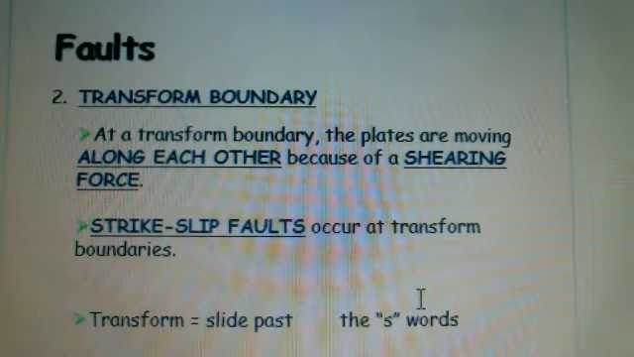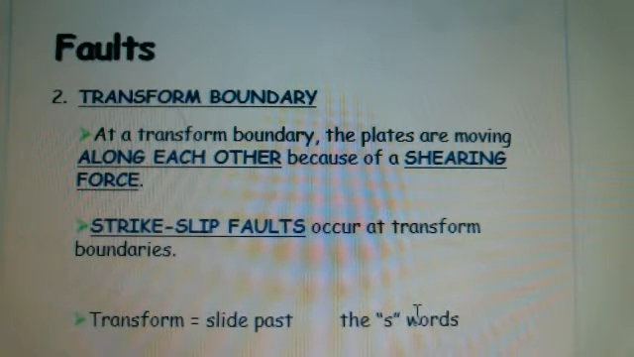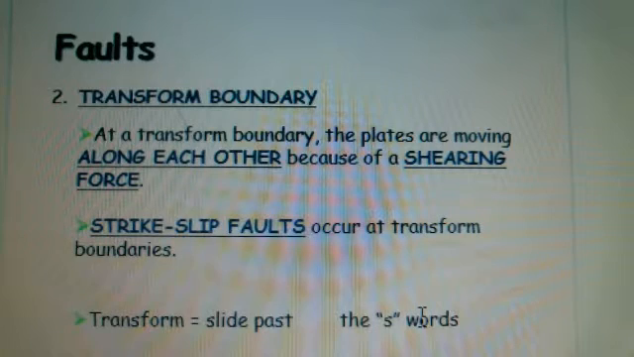The second kind of fault is called a transform boundary. At a transform boundary, the plates are moving along each other because of a shearing force. And the fancy name for this kind of a fault is a strike-slip fault.